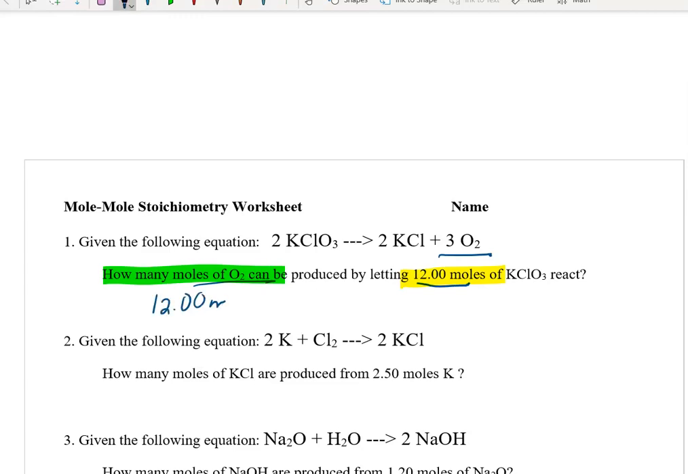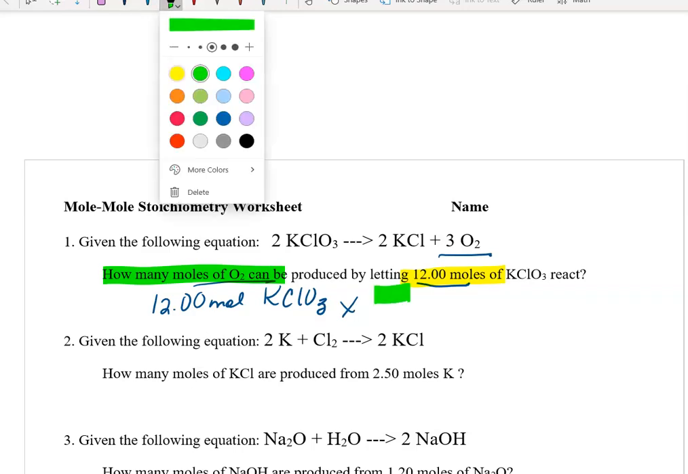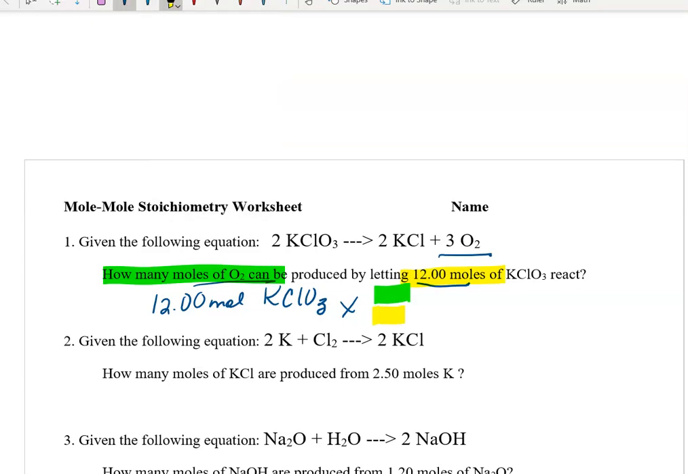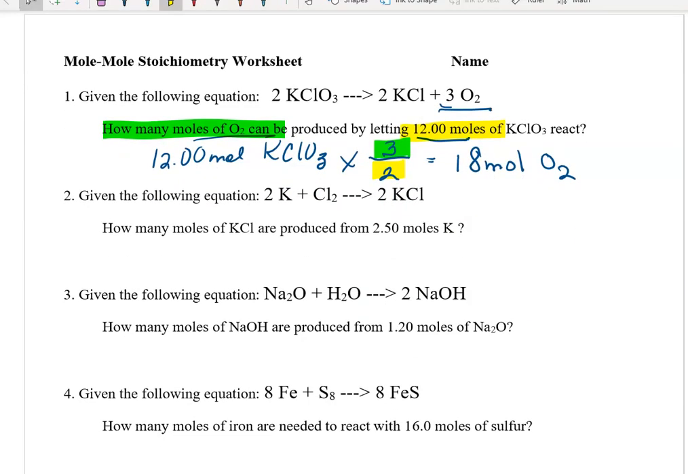12 moles of KClO3 is our known amount. We're going to multiply that by our ratio, and our ratio is just the coefficients, unknown over known. So the coefficients are 3, because that's what we're solving for, over 2. 12 times 3 would be 36, divided by 2 would be 18 moles of oxygen. Okay, let's go to the next one.